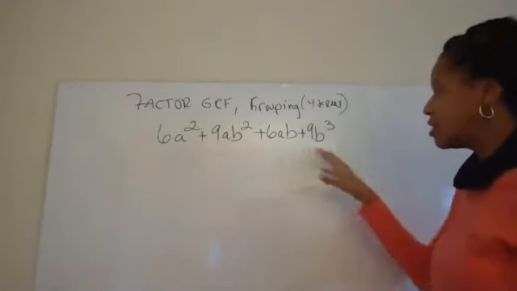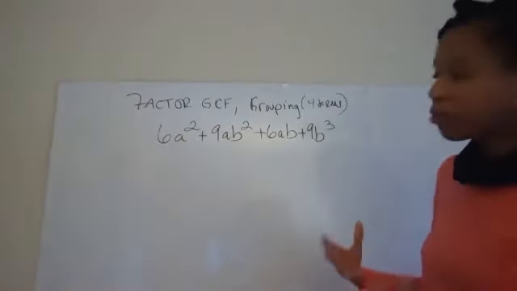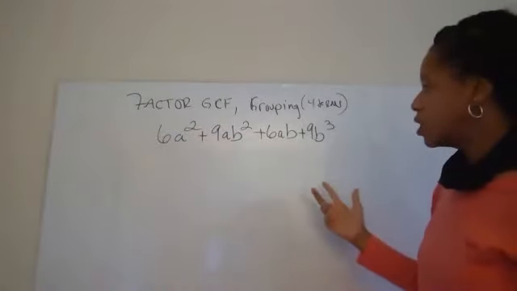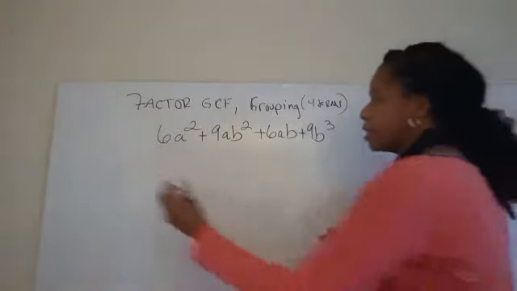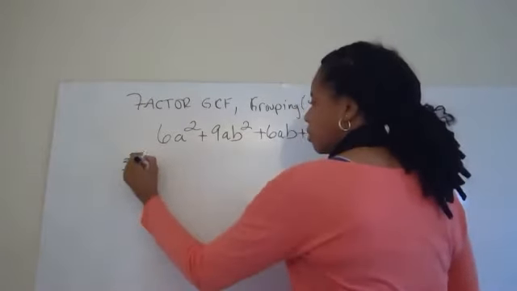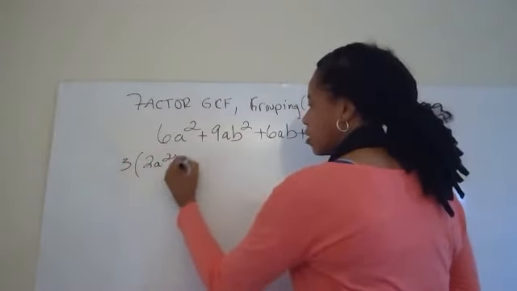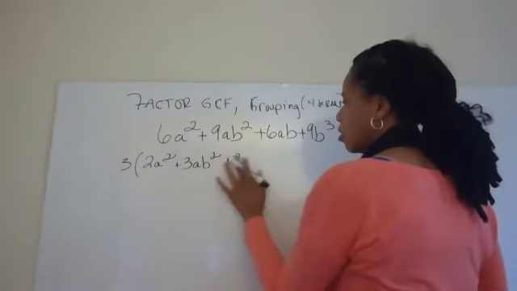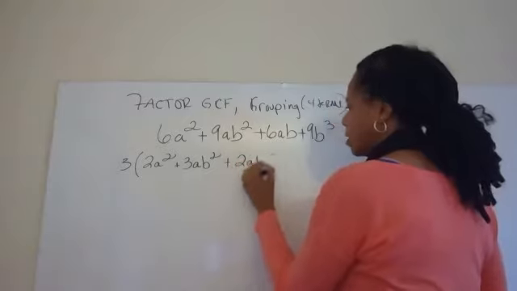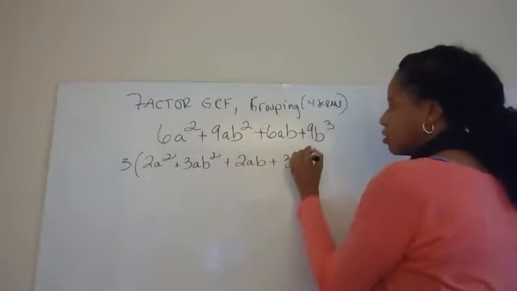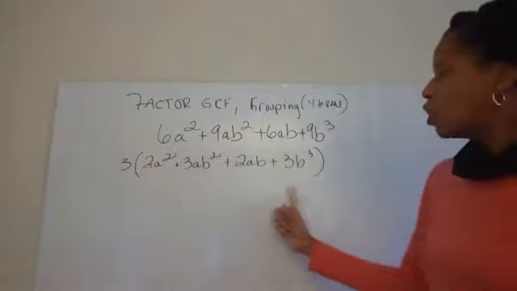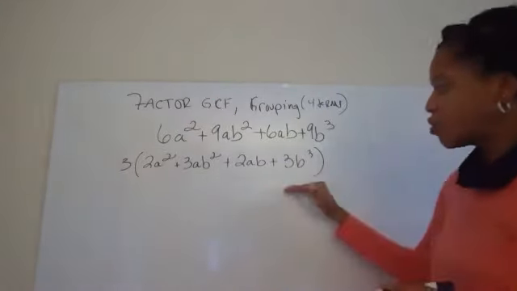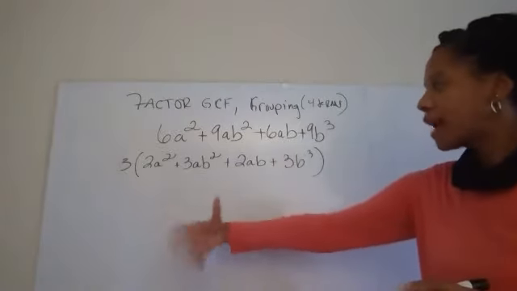So 6, 9, 6, and 9 all share a 3. And so when we look at the variables, they all don't have the same variable in order to pull out a variable, but we can pull a 3 out. So we would be left with 2a squared plus 3a squared plus 2ab plus 3b cubed. So once you pull out and factor out the greatest common factor, then you have to check what is remaining in your parentheses to see if you can factor it further.